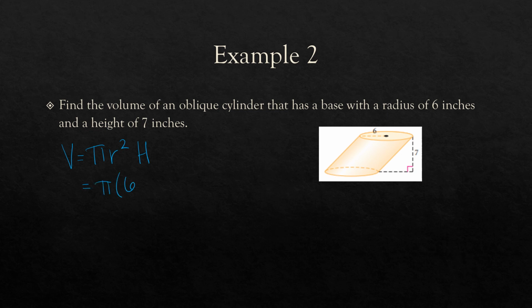So we have pi times 6 inches squared times 7 inches. So 6 squared is 36 times 7 is 252 pi inches cubed. And if we want to approximate that, we can do 252 times 3.14, which is about 791.7 inches cubed.